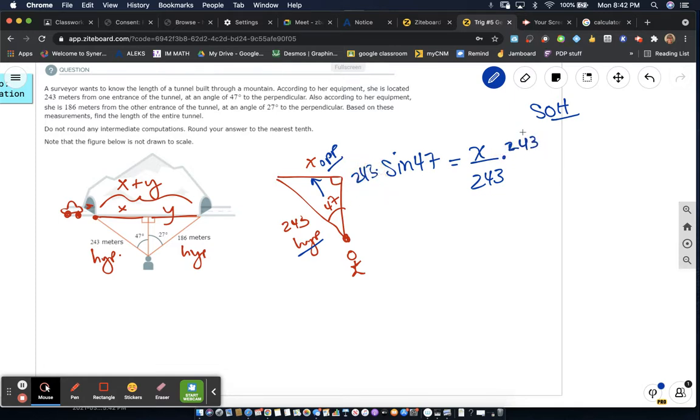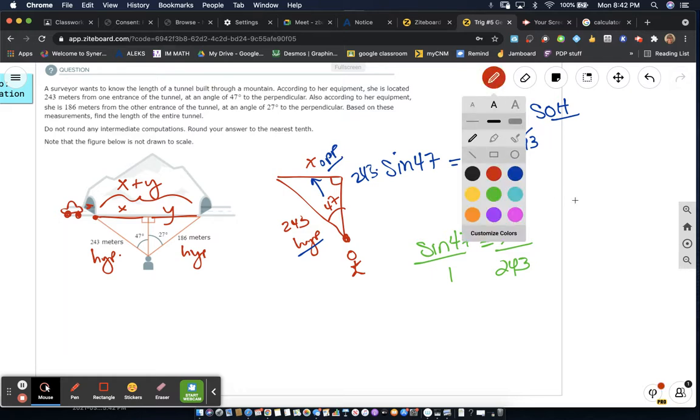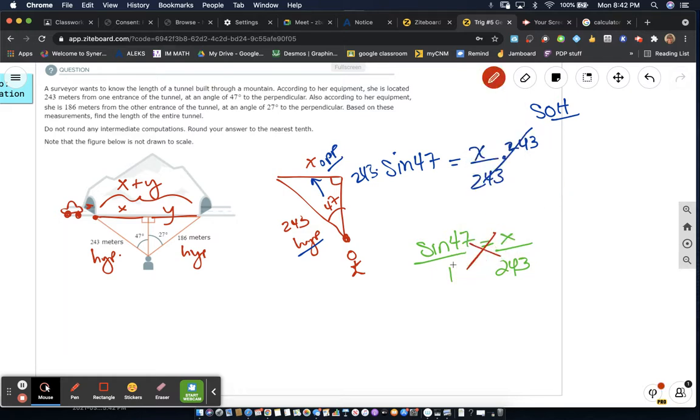Okay, I want to show you something real quick because I was noticing people are still struggling with these ratios or proportions. I'm going to show you a couple quick tricks just in case you want to learn them. Sine 47 is over 1. If you put sine 47 over 1, you are welcome to cross multiply because it's a proportion. And then you get 243 times sine of 47 is equal to x.